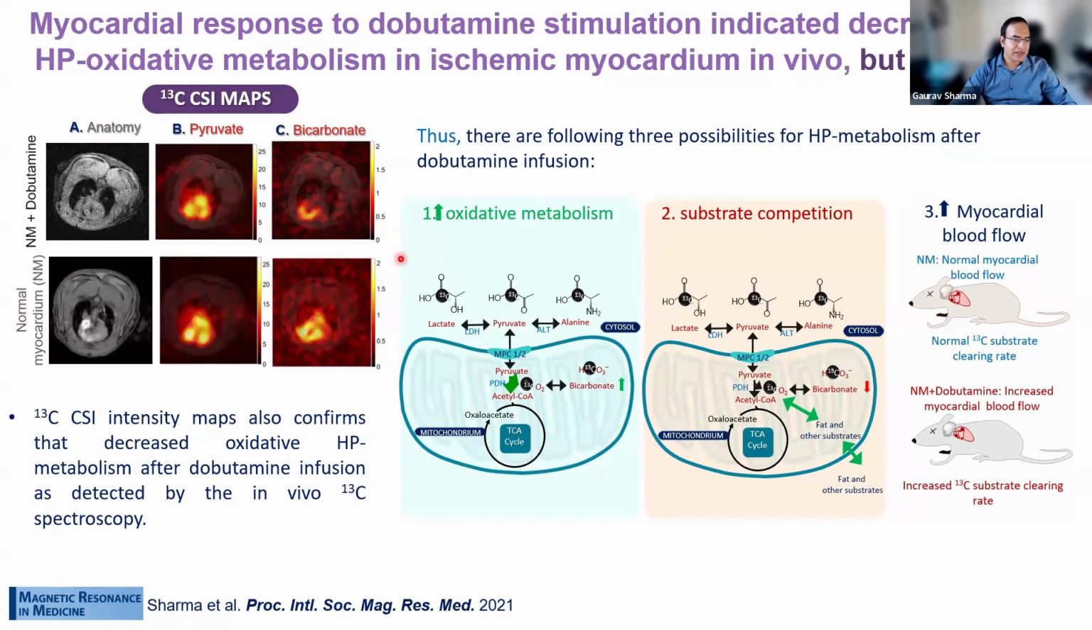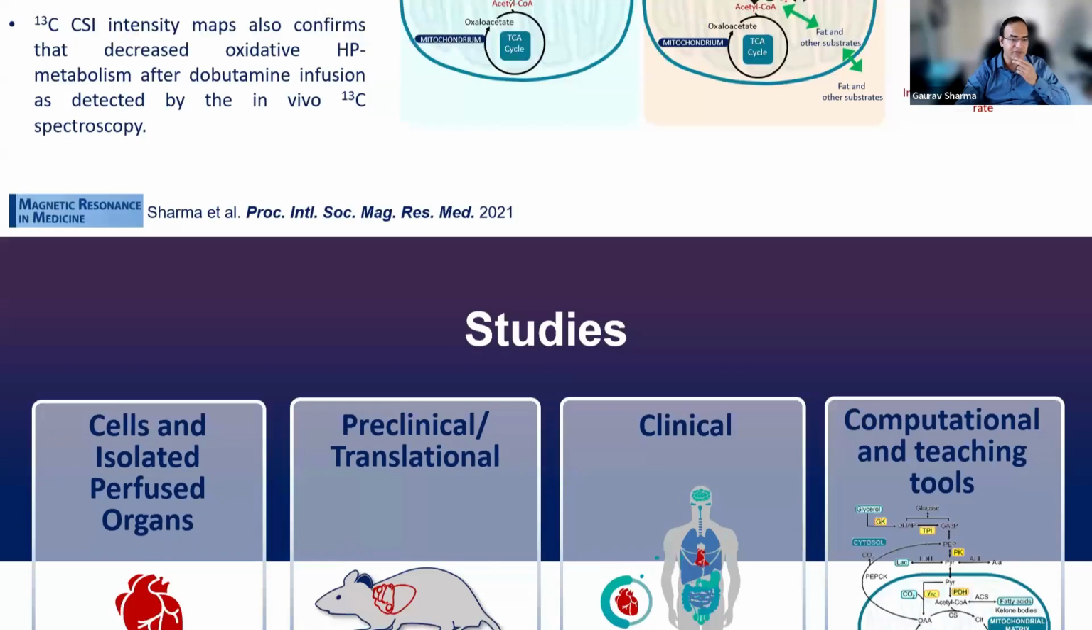So there could be three possibilities for this effect, which is not as anticipated. One possibility is an increase in metabolism, where pyruvate goes in and is converted to bicarbonate, so you would see more bicarbonate. The other possibility is that fat and other substrates compete as substrates, which might lower the bicarbonate. And the third possibility is that with the effect of W-vitamine, the heart rate increases and the clearance rate of the carbon-13 substrate also increases.